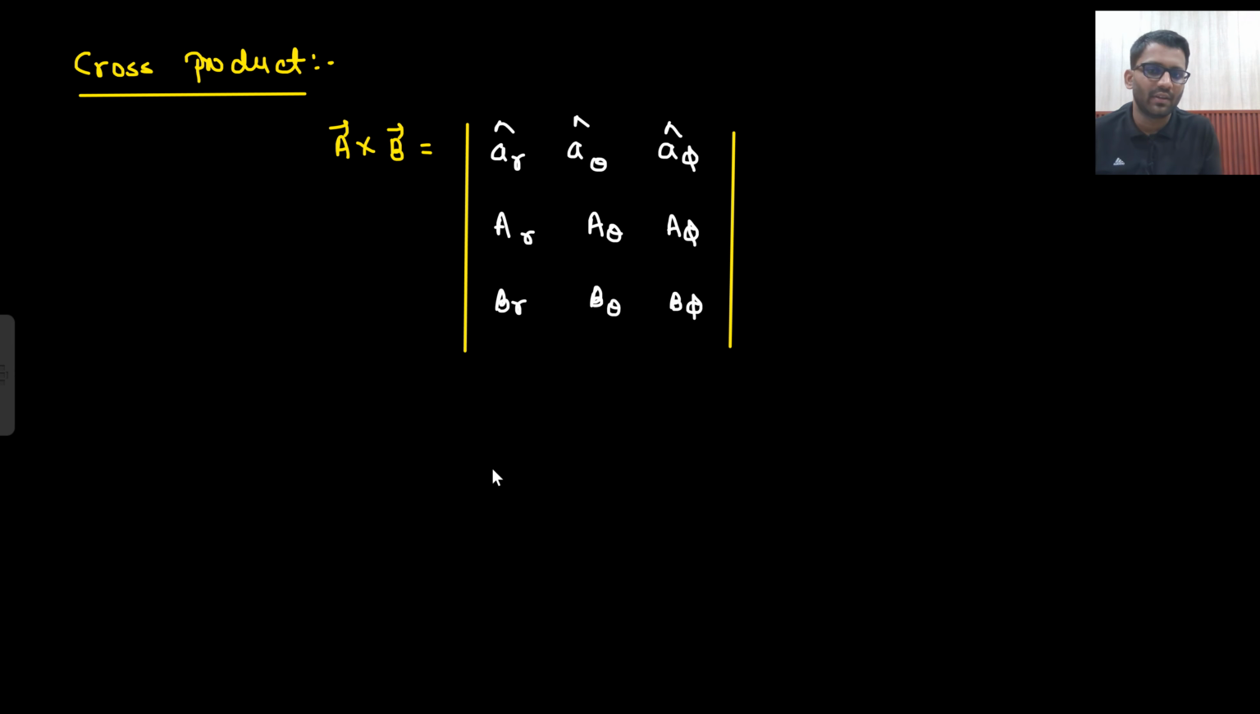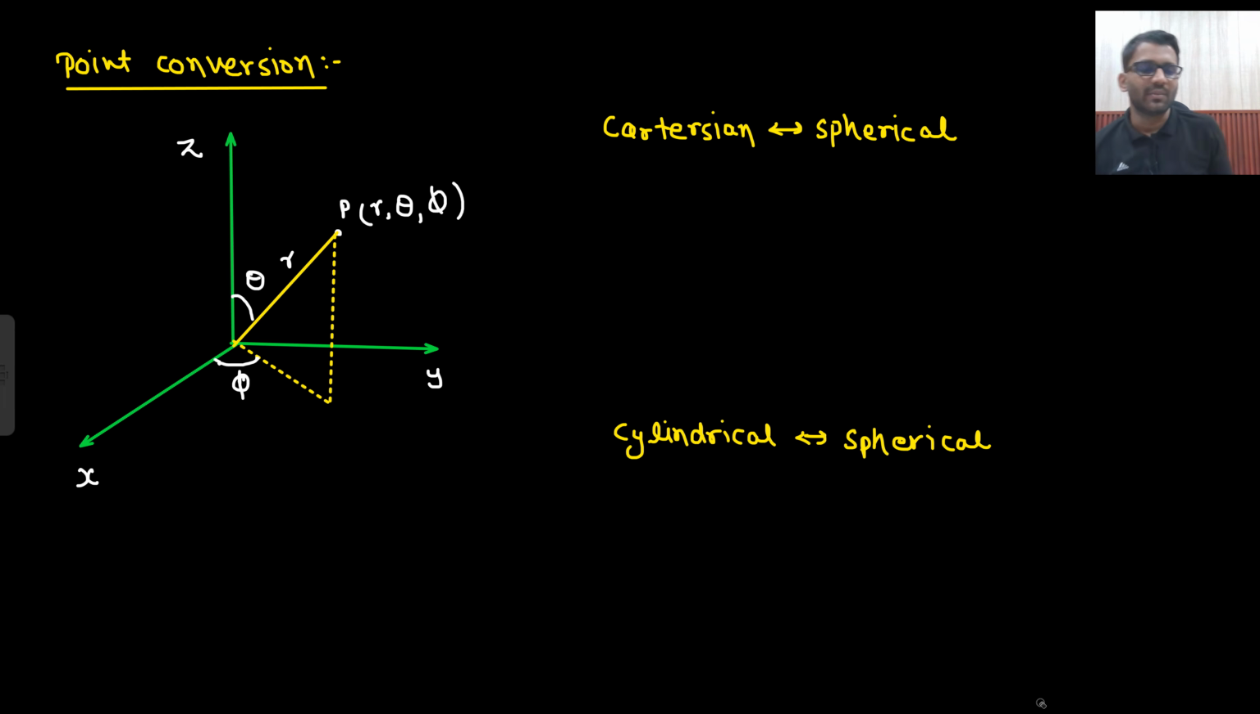Basically you need to solve this determinant now. So r cap (A_theta B_phi minus B_theta A_phi), theta cap (A_phi B_r minus A_r B_phi), plus phi cap (A_r B_theta minus B_r A_theta). Well and good. So you can solve this determinant as well. Not matrix, determinant.